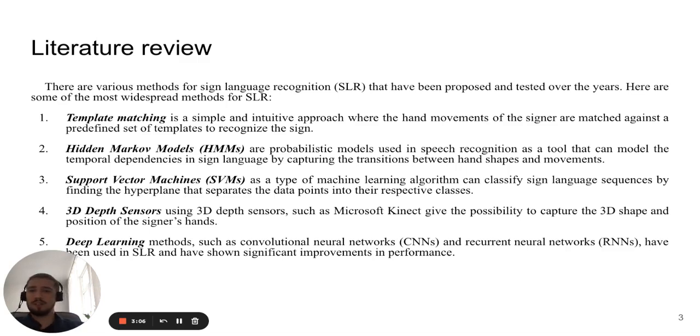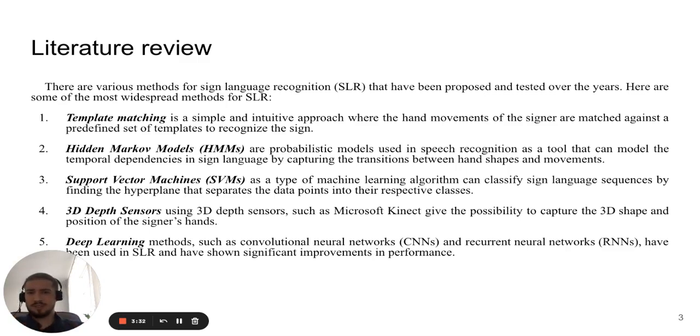The template matching method involves capturing a series of hand poses and storing them as templates. During the recognition, the input sequence is compared to each template and the sign is identified based on the closest match. The hidden Markov models are also probabilistic models used in speech recognition as a tool that can model the temporal dependencies in sign language by capturing the transitions between the hand shapes and movements.